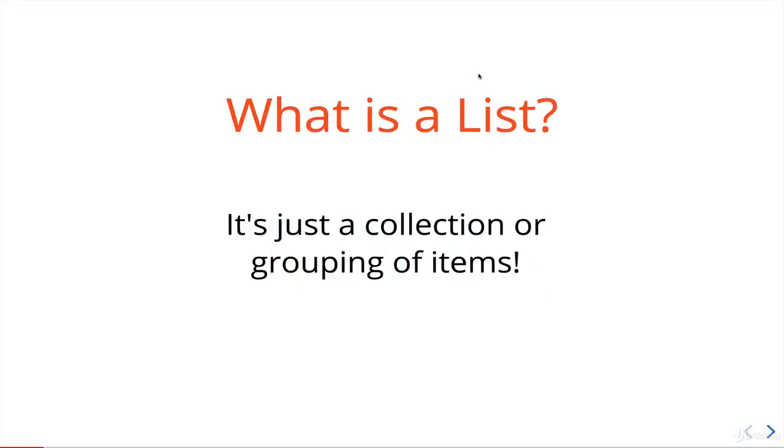What is a list? So it's really just a collection or grouping of items. And those items can be anything in Python. It could be a string, it could be floats, integers, boolean values. It could be other lists. When we talk about dictionaries, that's also an option. So it's a way of combining data into one variable, one structure.